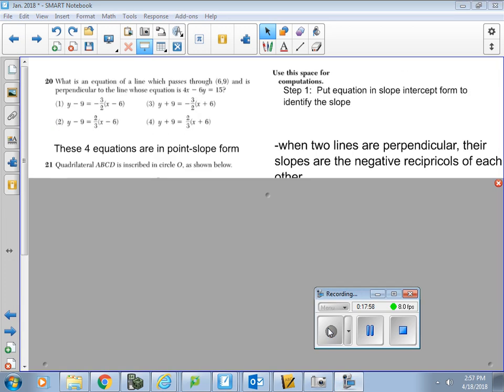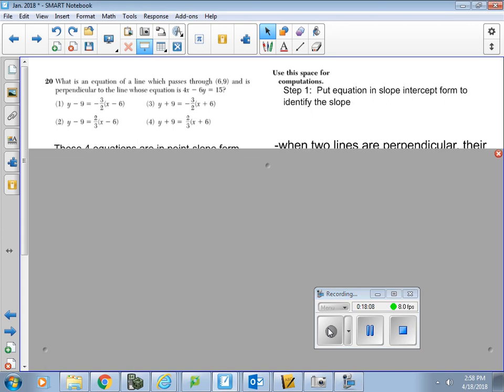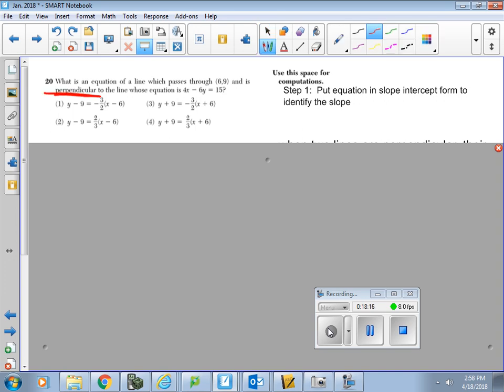Okay, looking at number 20, it says, what is an equation of a line which passes through the point 6, 9 and is perpendicular to the line whose equation is 4x minus 6y equals 15? So the first couple things. Let's notice, is perpendicular. So we have to keep that in mind, a line that's perpendicular to another line. All right, and goes through the point 6, 9.